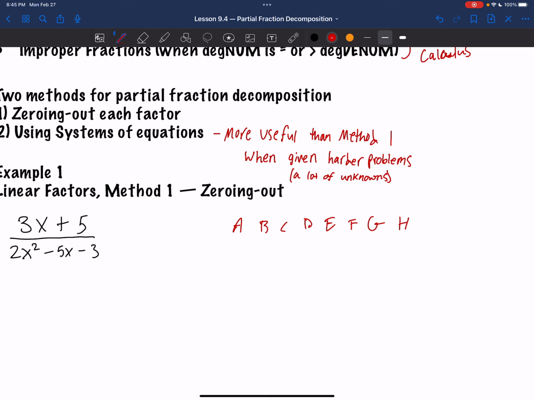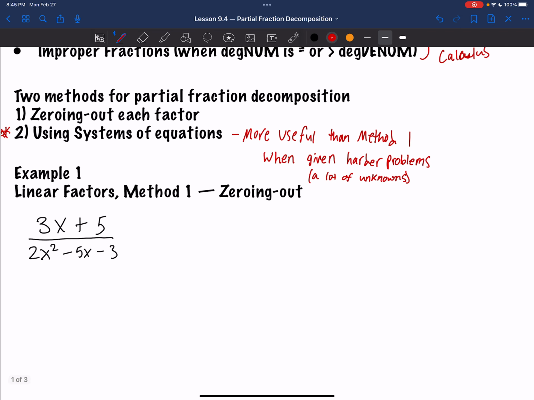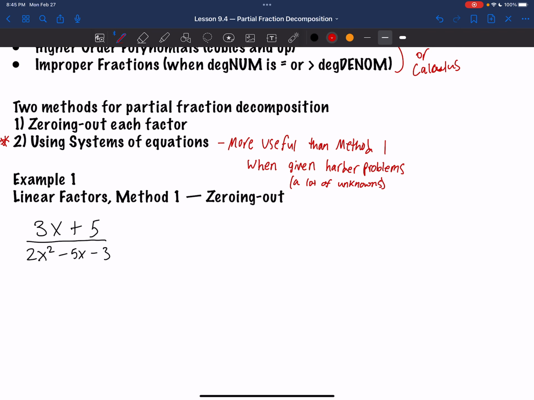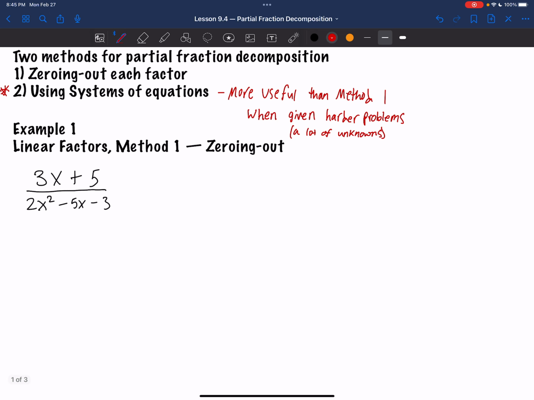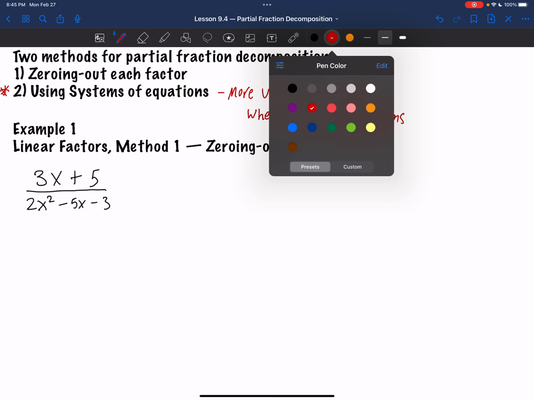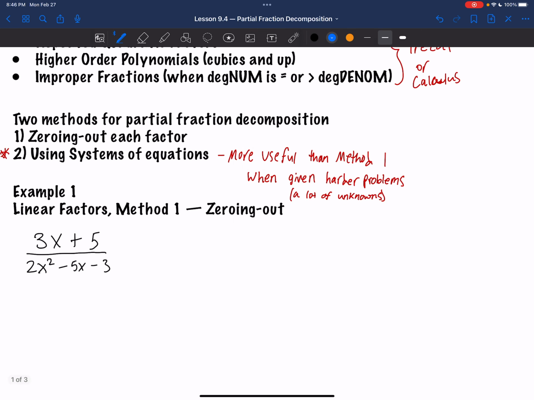And the more unknowns you have, the harder method 1 is going to be. So you may enjoy method 1 right off the bat more than method 2. However, know that method 2 is a very useful strategy for more complicated problems, okay? It's also really nice if you have access to a calculator. If you don't have a calculator, I might say this.